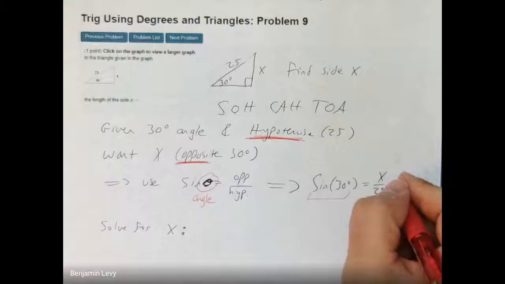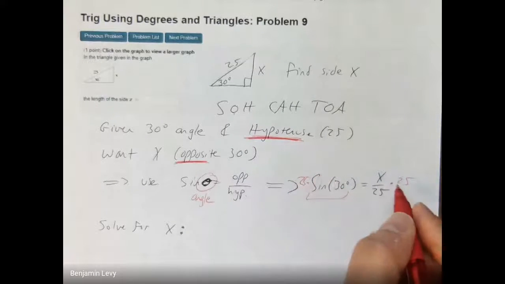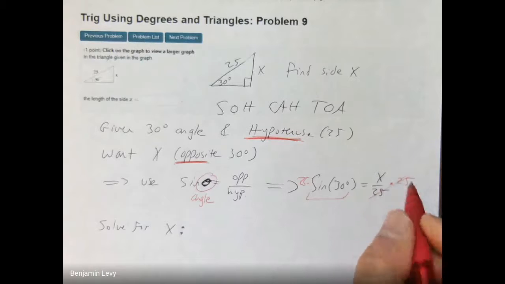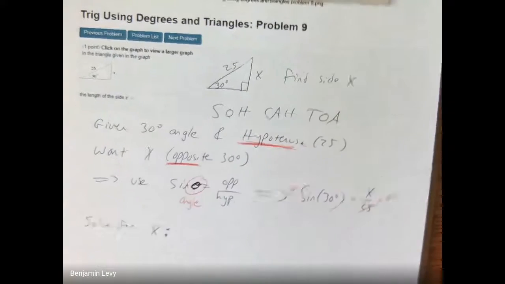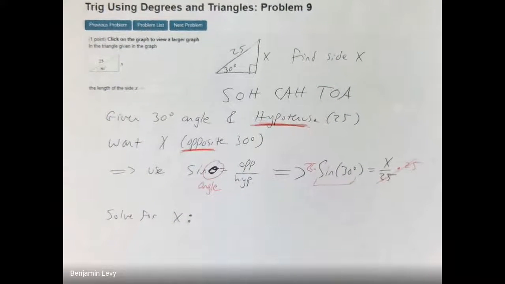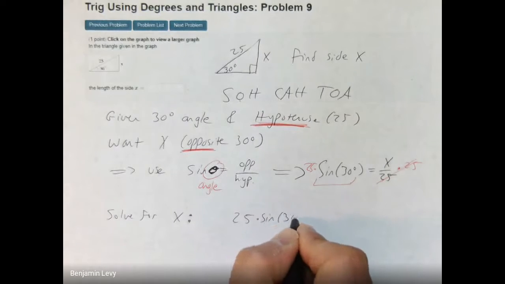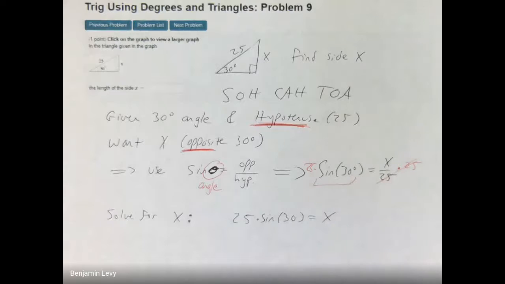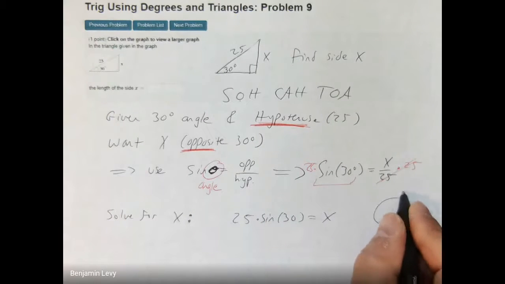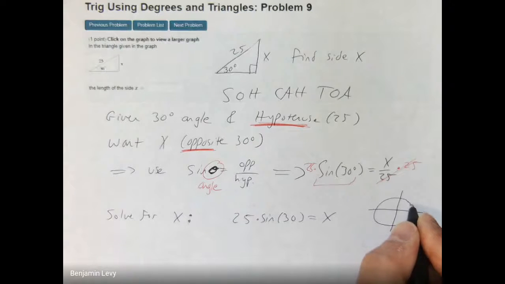You multiply by 25 on both sides. Good. Because these will cancel over here, and then X will be by itself, right? And so when you solve for X, it looks like 25 times sine of 30. And that's a value for X, and we could even take it a step further by figuring out sine of 30, right? So 30 degrees on the unit circle is pi over 6.